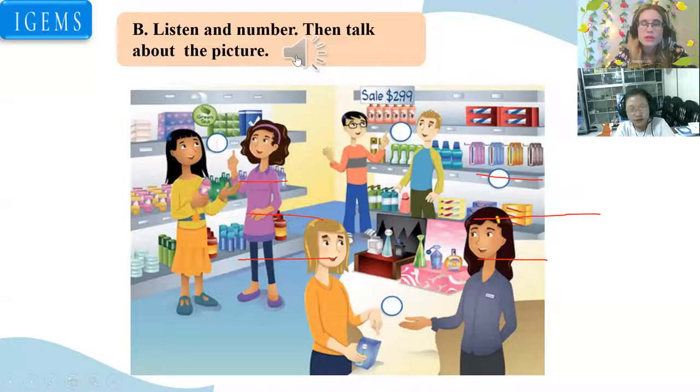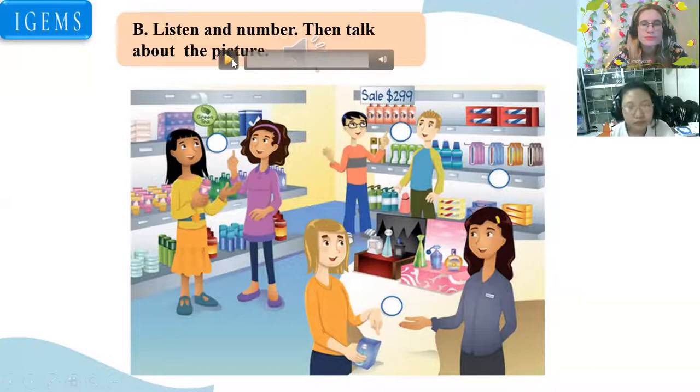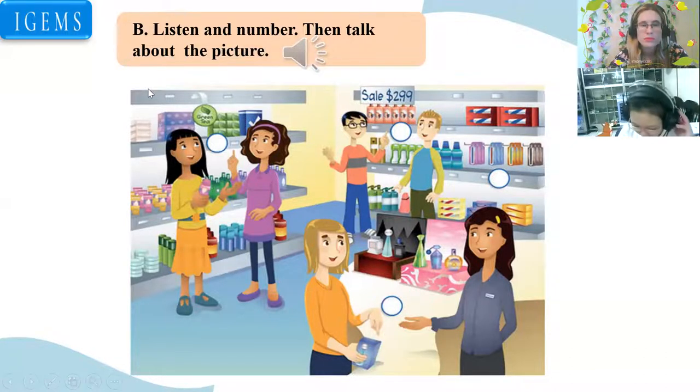All right, listen and number. Page 32, B. Listen and number. Then talk about the picture.